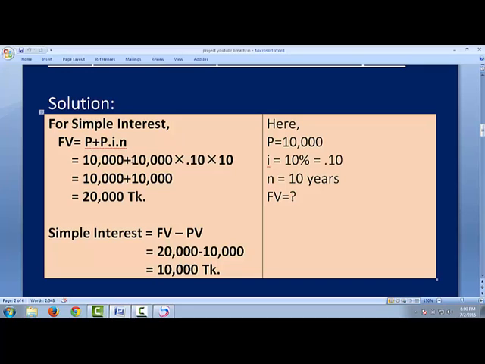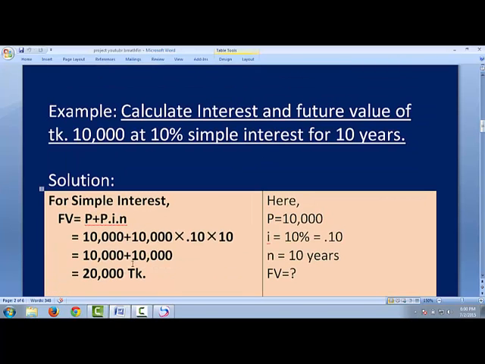P equals 10,000 plus P equals 10,000 into I equals 0.10 into N equals 10. Multiplying these terms gives 10,000. Now 10,000 plus 10,000 is 20,000 taka. You can find the future value is 20,000 taka, meaning if you deposit 10,000 taka at 10% simple interest, you will get 20,000 taka after 10 years.